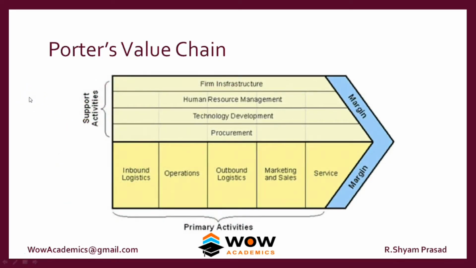So what is this value chain? Okay, so Porter says that the company should divide itself on the basis of some activities. So these are called as primary activities and these are called as support activities. So primary activities are like inbound logistics, operations, outbound logistics, marketing and sales, and service. And supporting activities we have procurement, technology development, human resource management, and firm infrastructure.